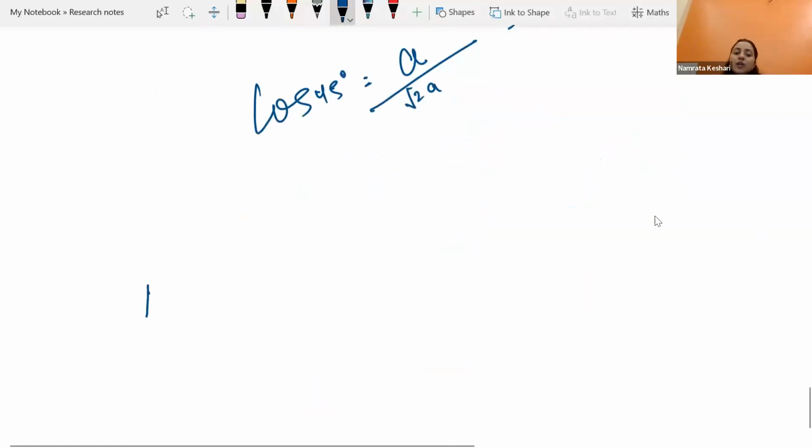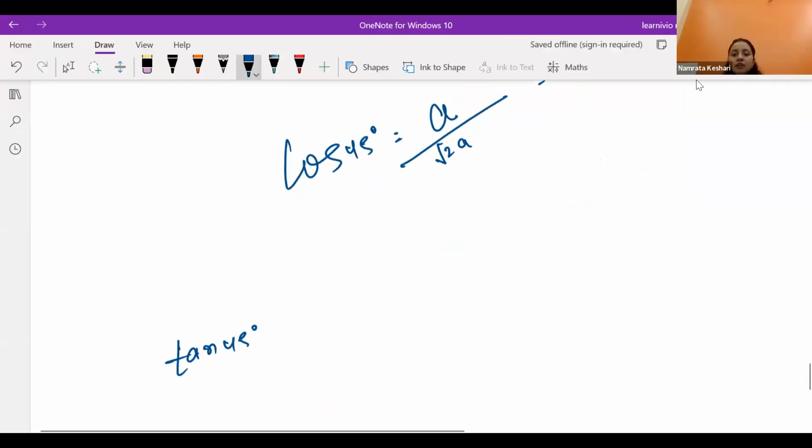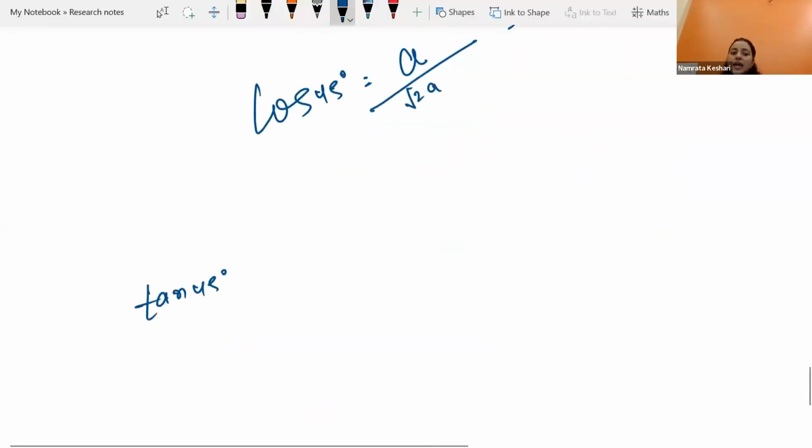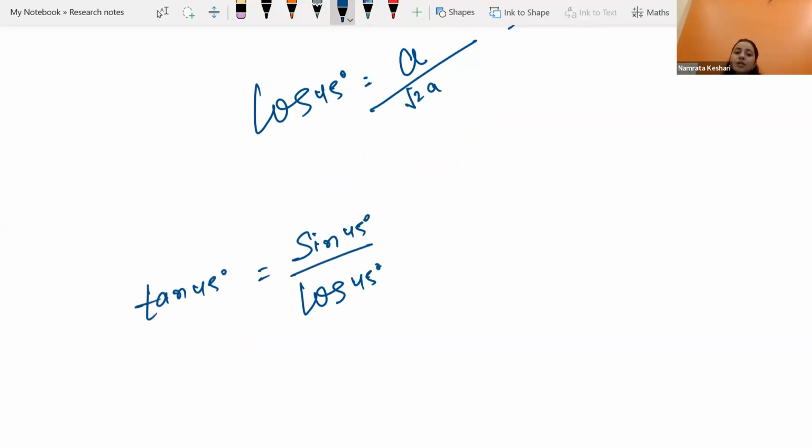Now, tan 45. We will be finding tan 45 by ourselves because we know that tan is just the combination of sine and cos. Tan means sine by cos. I have written it in our first class. So tan 45 means sine 45 by cos 45. Now we found that sine 45 degrees is 1 by root 2 and cos 45 degrees is 1 by root 2. So can we say tan 45 is just 1?